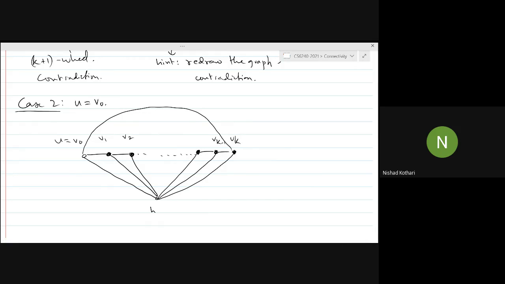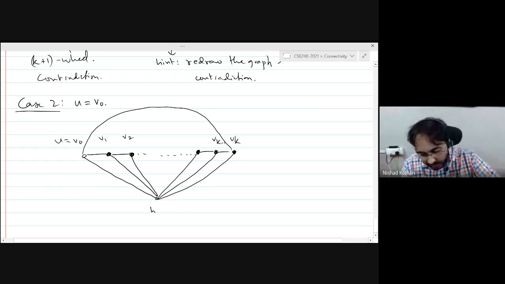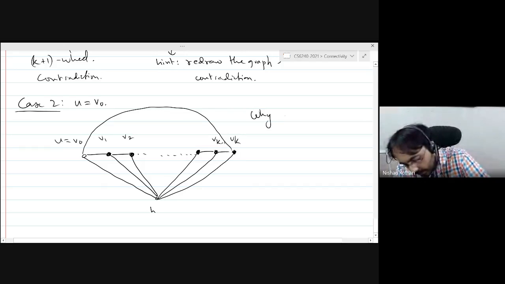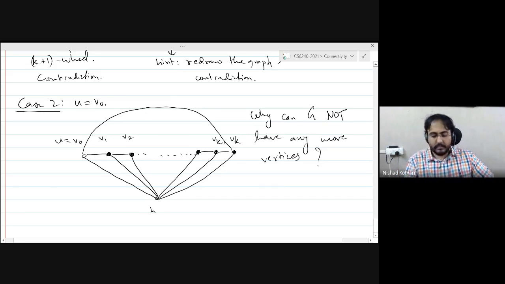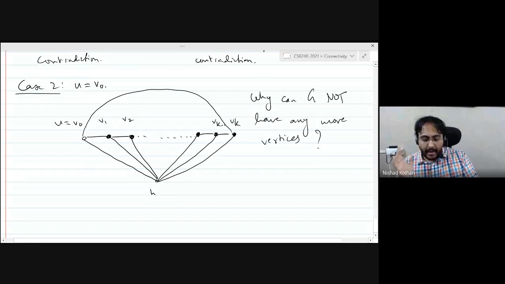This looks like a wheel, but is this the whole graph? Why can't the graph have more things, more vertices? So this is a question. Why can G not have any more vertices? So this is our graph that we have discovered so far, but this is a subgraph of the graph, right? Why is this the whole graph?